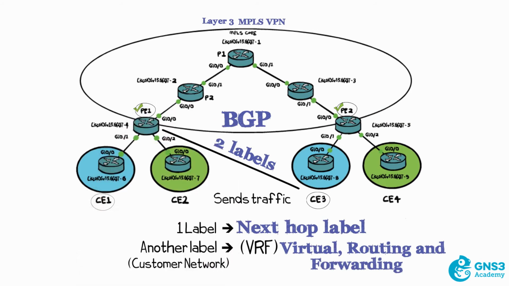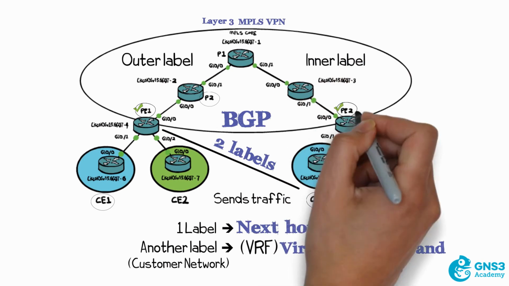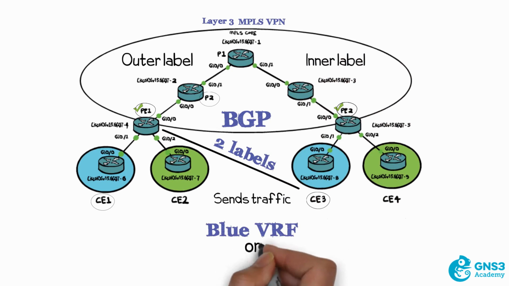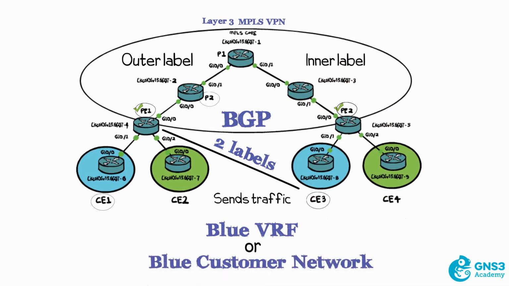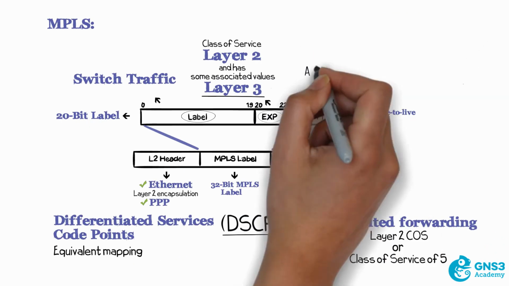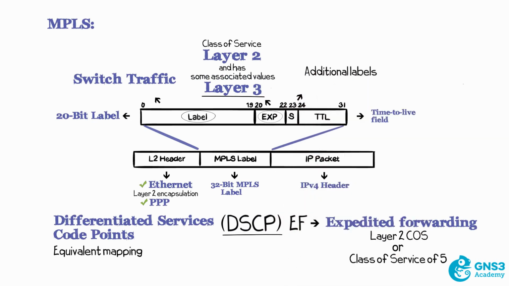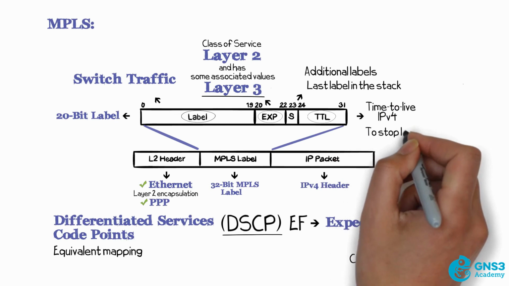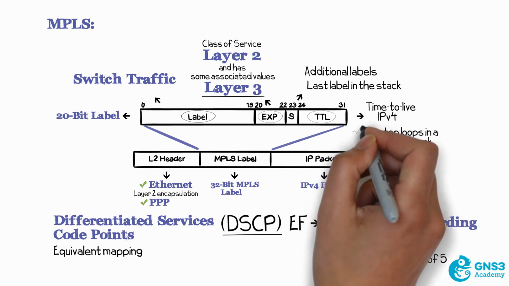So PE1 is indicating with the outer label to P2 to forward traffic to PE2. And with the inner label, it's indicating to PE2 that the traffic belongs to the blue VRF or blue customer network. We can also stack additional labels. So this indicates that this is the last label in the stack. Time to live is used in a very similar way to time to live in IP version 4. It's used to stop loops in an MPLS network.